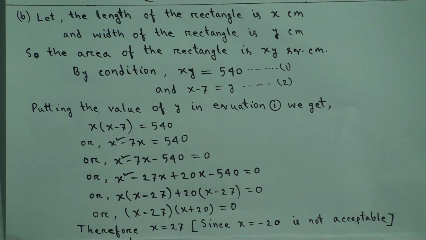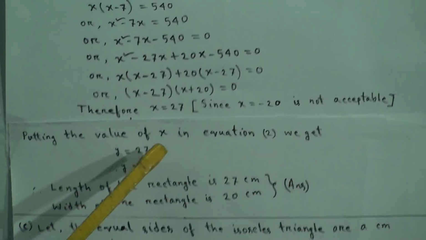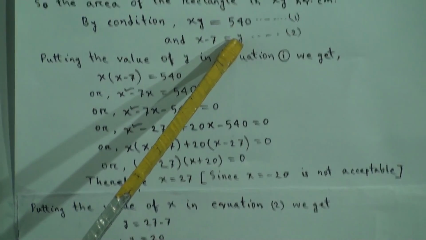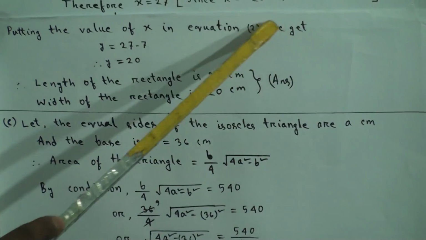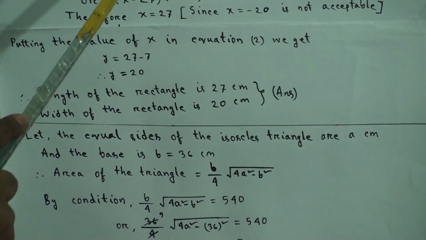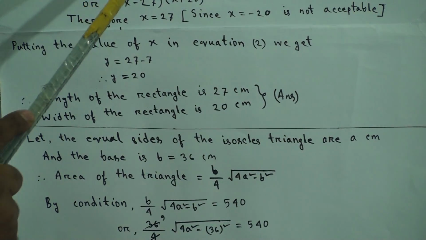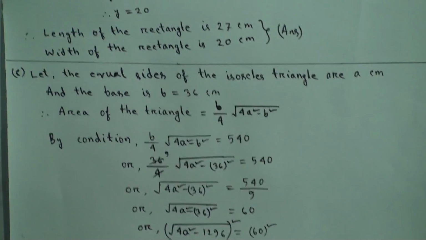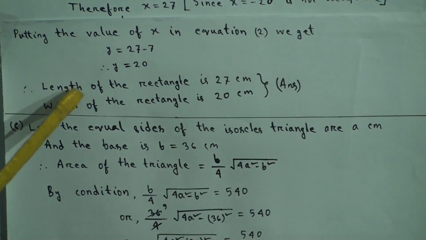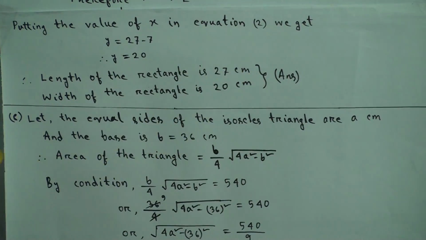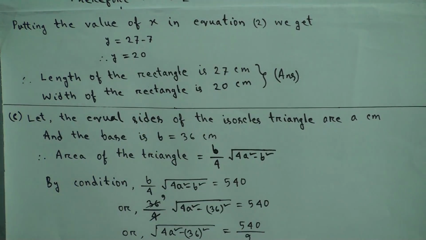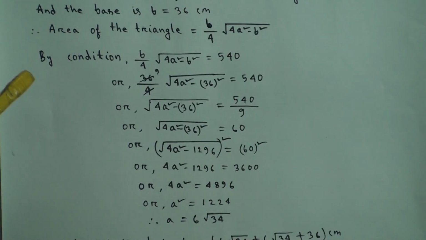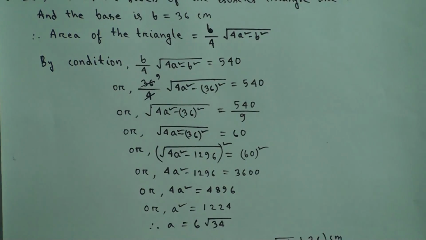So we have already found the value of x. Now putting the value of x in equation 2, we can get the value of y. Putting the value of x in equation 2, we get y equal to 27 minus 7, that means y equal to 20. So length of the rectangle is 27 centimeter and width of the rectangle is 20 centimeter. Dear students, we have solved B number question. Now we'll solve C number.